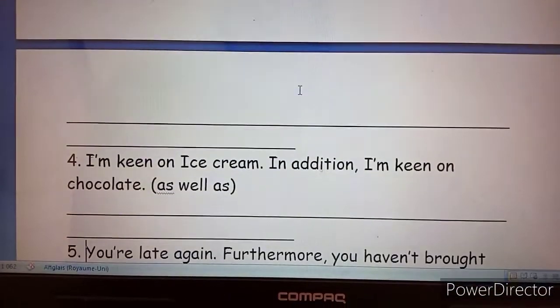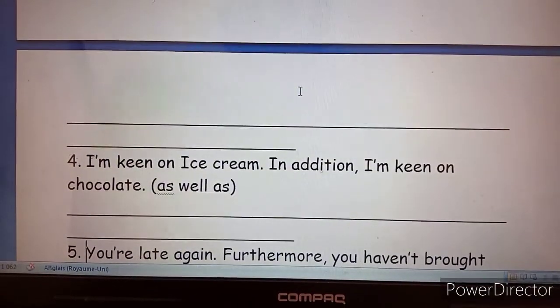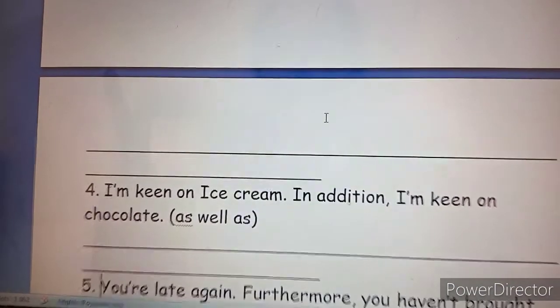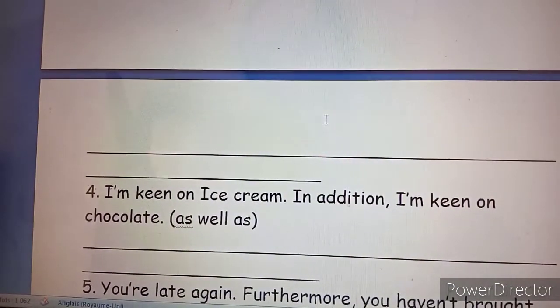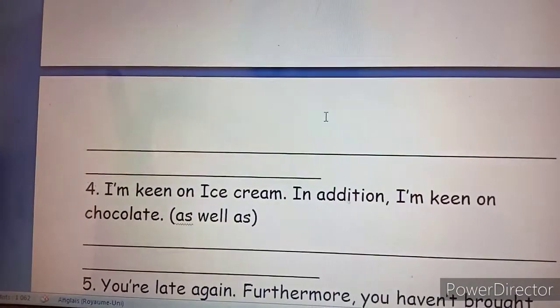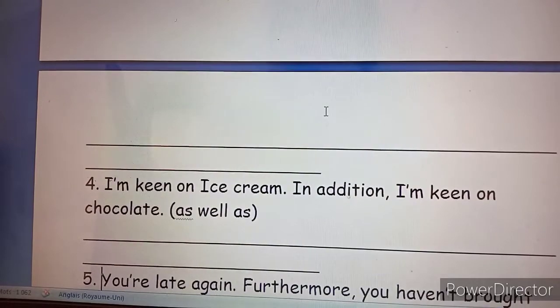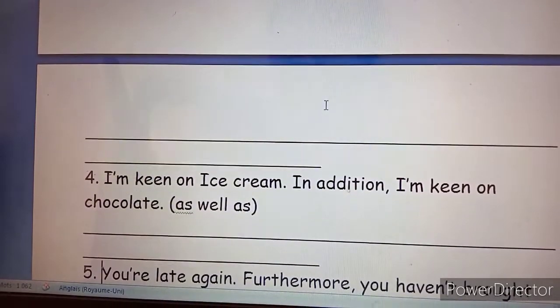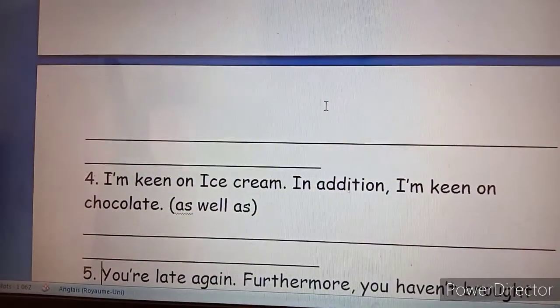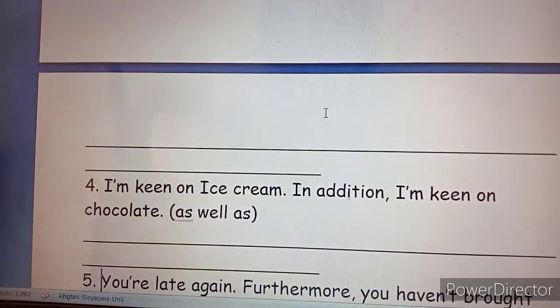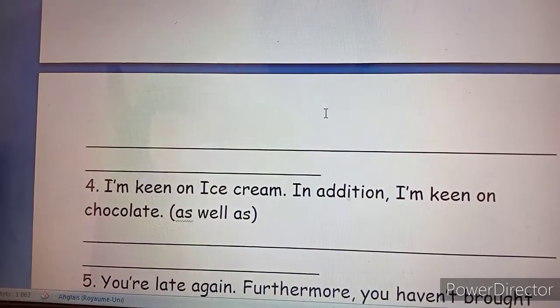So next sentence. I'm keen on ice cream. What does keen mean? Keen means I love it so much. So I'm keen on ice cream. In addition, I'm keen on chocolate. So here we will remove in addition and we will put as well as. Clear?